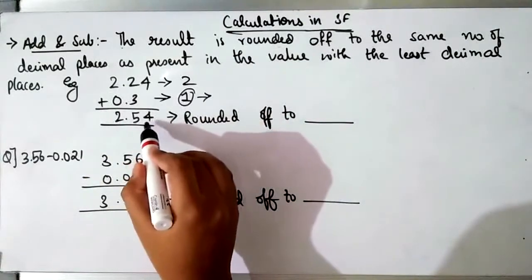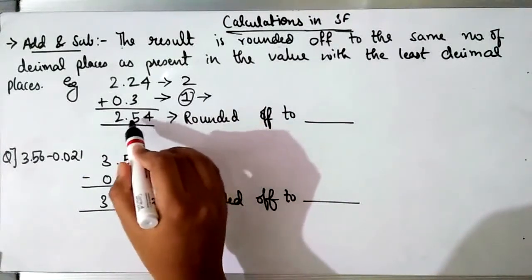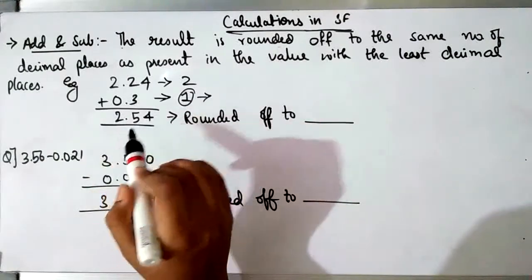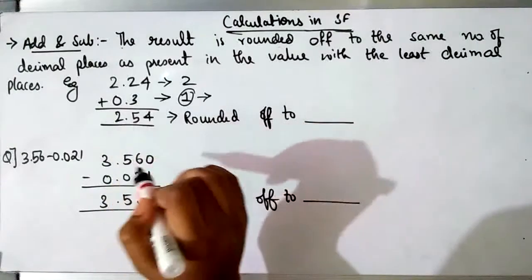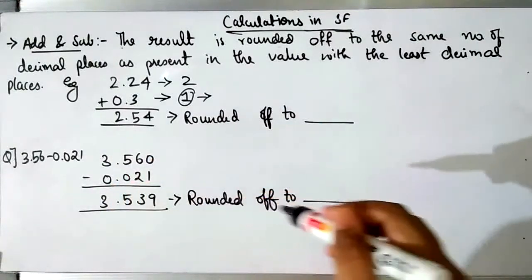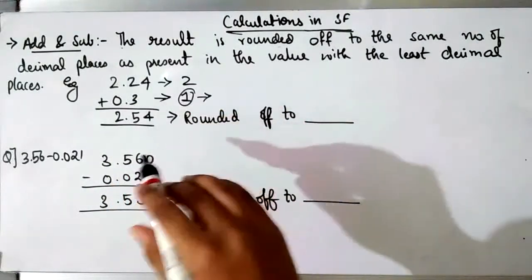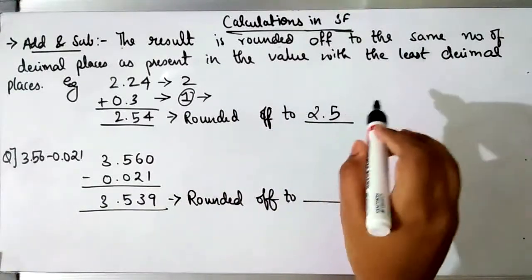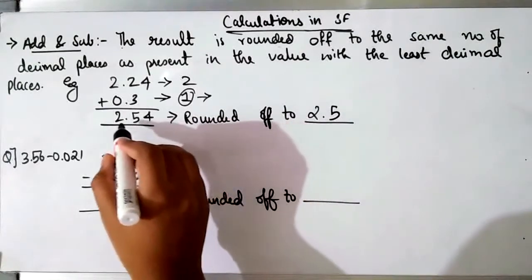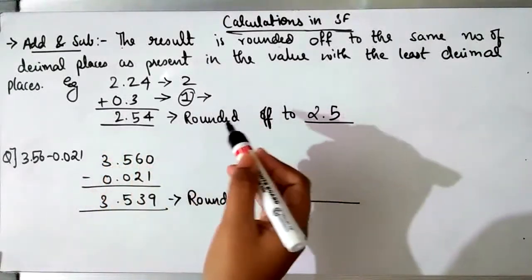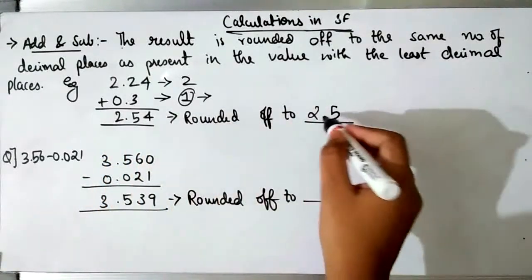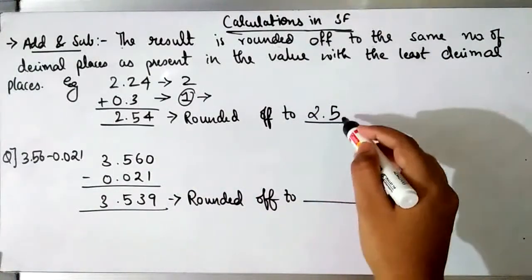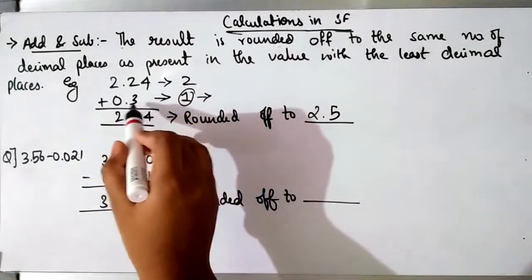Now if you see after 5 we have got a 4. We have to see the next number after 5 and check whether we have to increase 5 or let it remain as 5. After 5 we have got a 4, and 4 is less than 5. So whenever we have got a number less than 5, the number will remain the same. So this will be 2.5 as it is, because we have got a 4. If we had got 2.56 or something greater than 5, then we would have made it 2.6. So here we have rounded off the result to the value which is having the least decimal places.